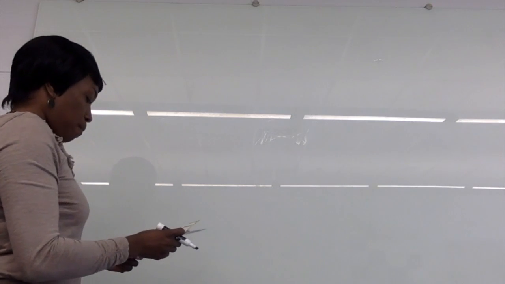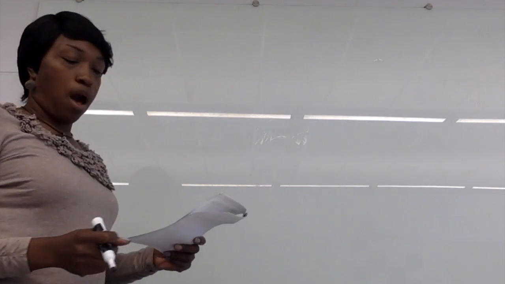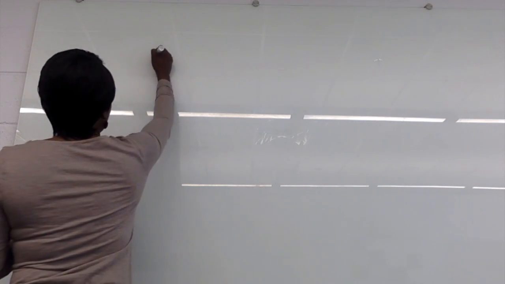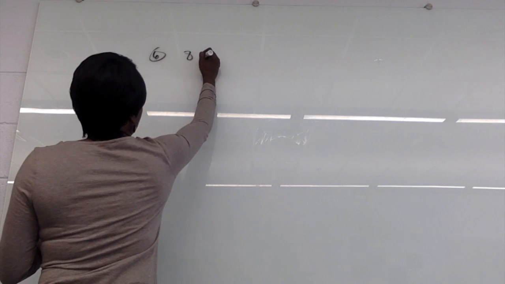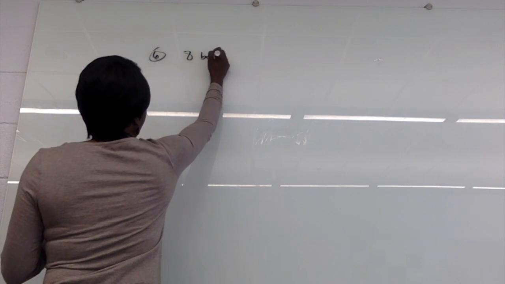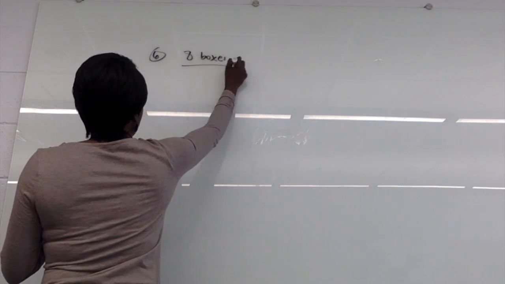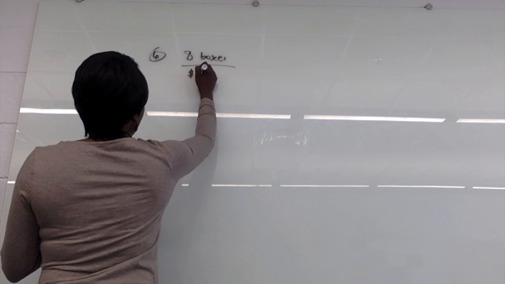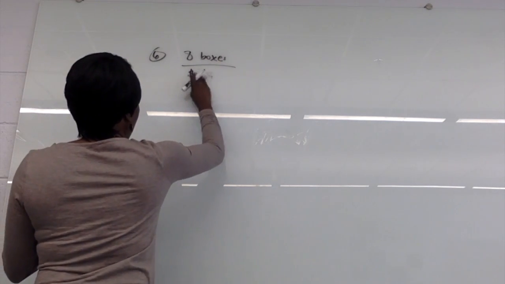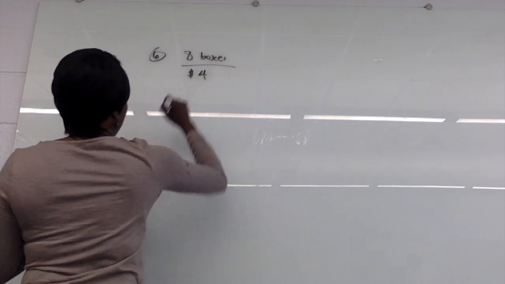Okay, let's get number 6. Theo's mom bought an 8-pack of juice boxes at the store for $4. So, the first thing we know, there were 8, and I'm just going to write boxes here. 8 boxes for $4.